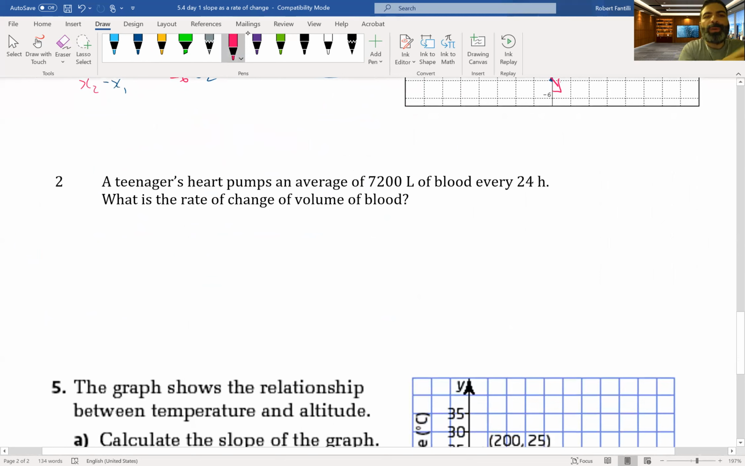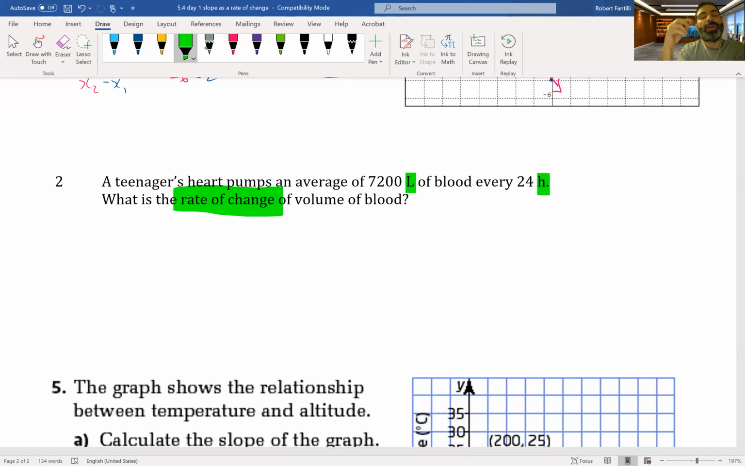A teenager's heart pumps an average of 7,200 liters of blood every 24 hours. What is the rate of change? They're looking for liters per hour. Okay, we're dealing with liters here and hours. So we want liters on the y-axis, and the time or the hours on the x-axis, because time is the independent variable, and the amount of blood, the liters, would be on the y-axis.